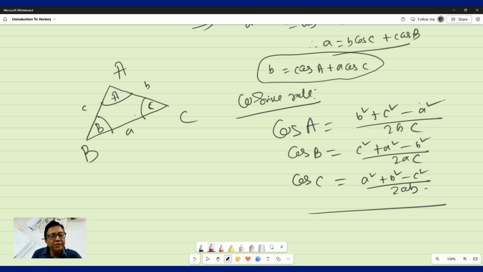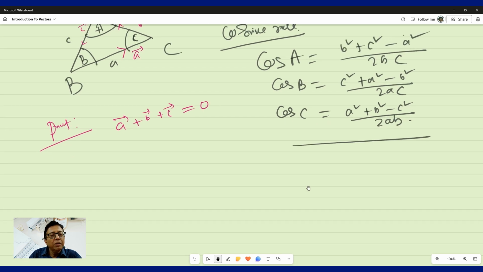So how to start? The way we have done in the previous case, if we take this one a vector, this one b vector, and this one c vector, I have shown that a plus b plus c equals 0. Okay.